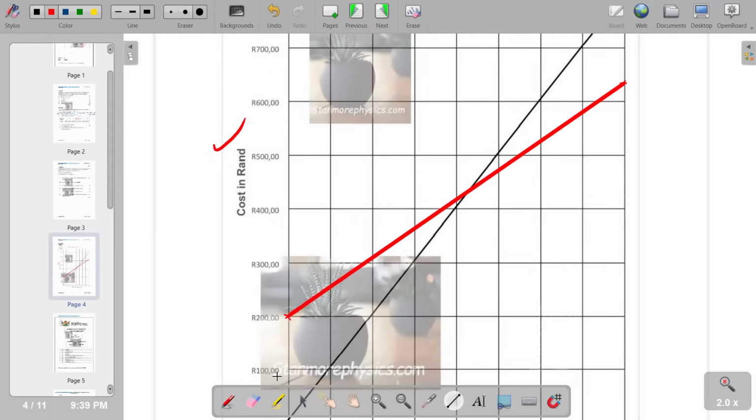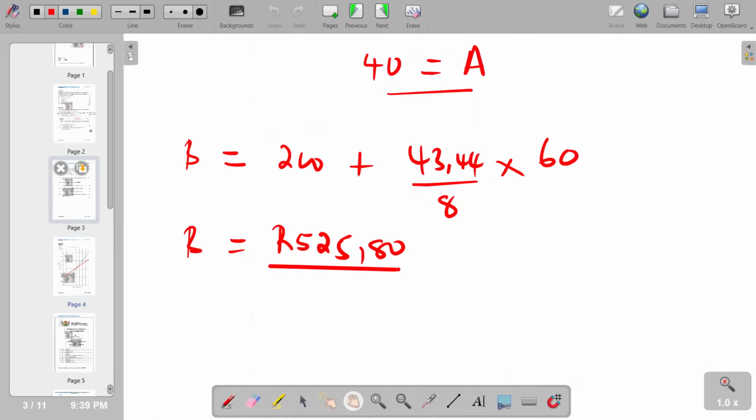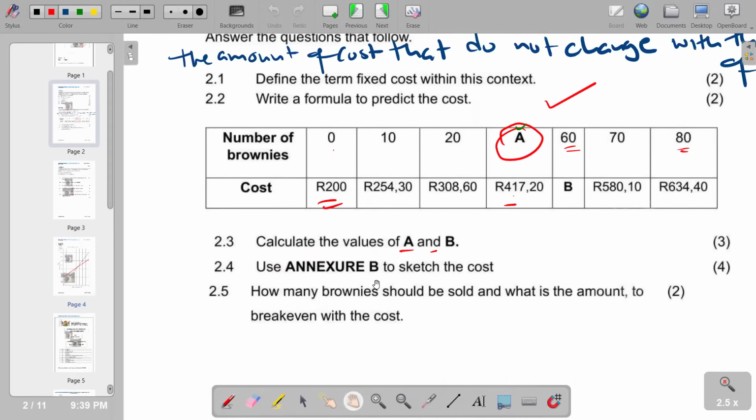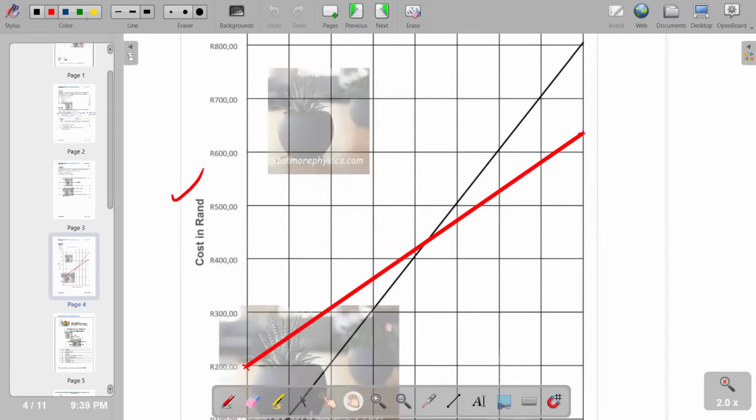So we see that this becomes our cost curve, indicated here. We can just label it costs. So this is what we have in terms of sketching. Then we move on to the next part of our question, 2.5.